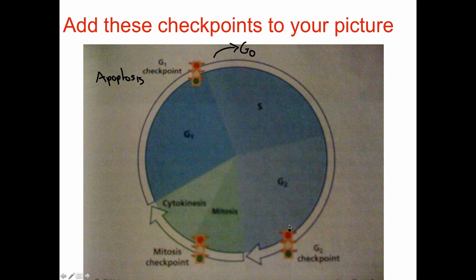There's a checkpoint here at G2 as well, making sure all conditions are right for the cell to divide. And then even here in mitosis, there's a point where the cell actually checks to make sure all the chromosomes are lined up correctly and connected and are ready to split, so that way that each new daughter cell that is created winds up with a copy of each chromosome.